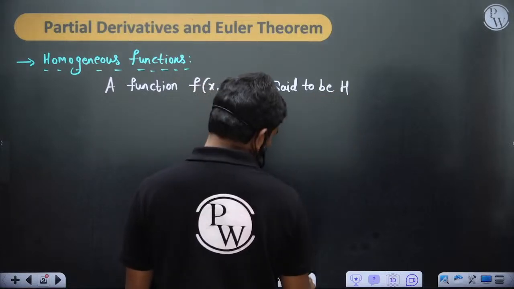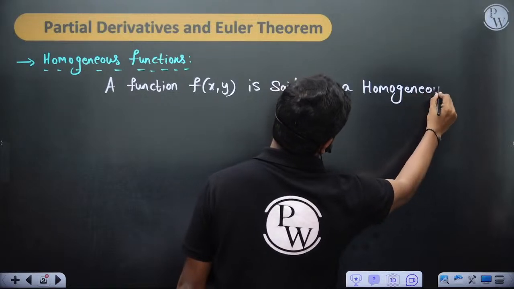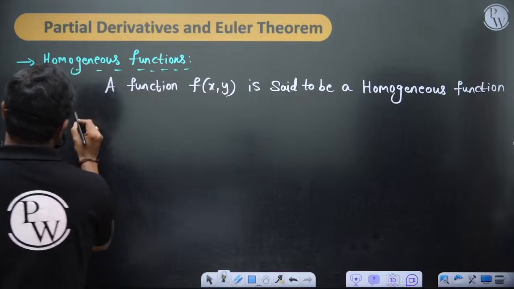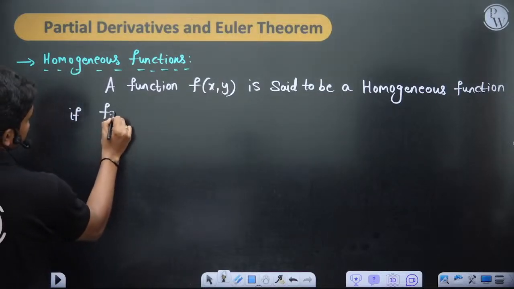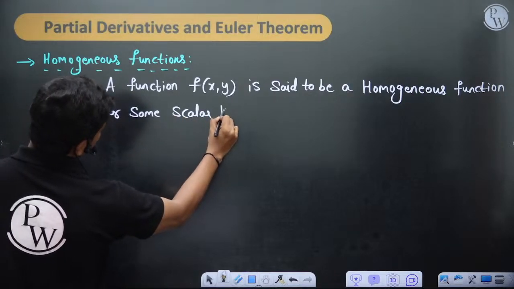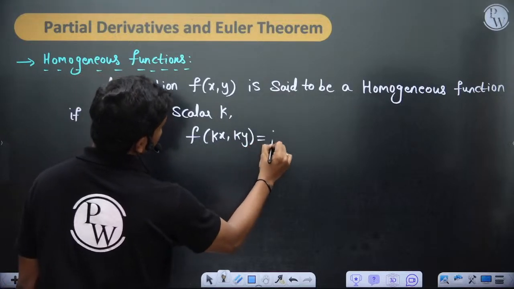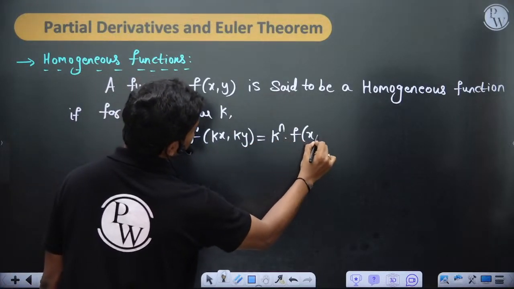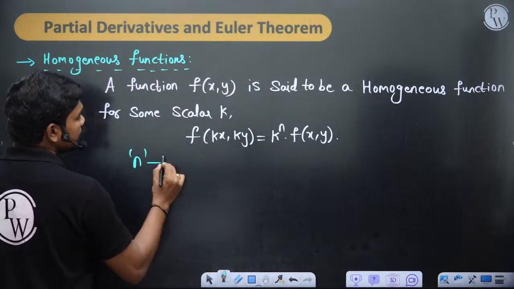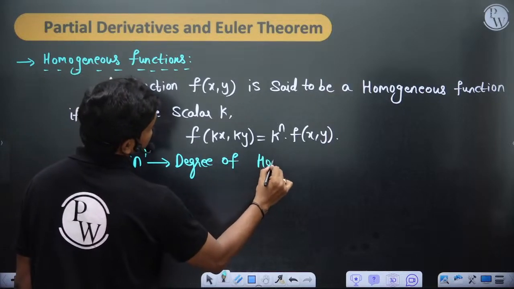is said to be a homogeneous function if for some scalar k, f of kx comma ky can be written as k to the power n times f of x comma y, okay, and n is known as the degree of the homogeneous function, which is very important when we define Euler's theorem.